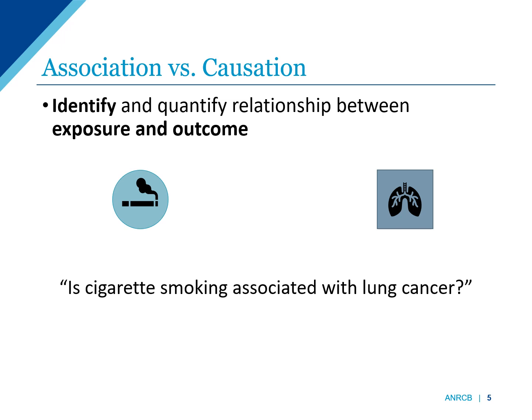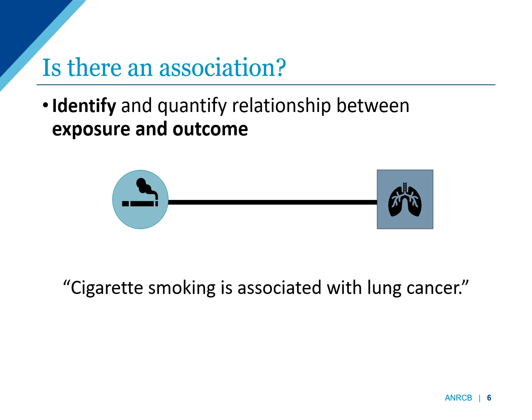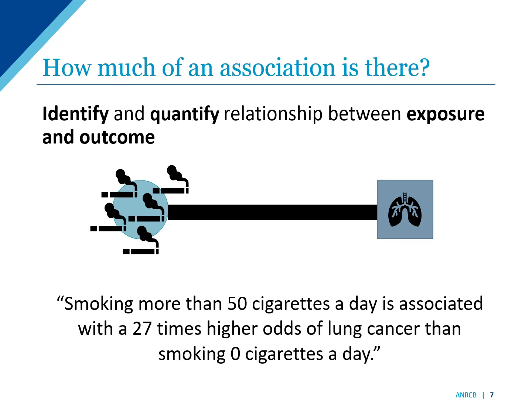Returning to our cigarette smoking example, we first have to identify what we think the relationship might be. Is cigarette smoking associated with lung cancer? Find that an association exists through statistical hypothesis testing, as we'll cover in 6.6. Cigarette smoking is associated with lung cancer. And quantify the strength of that relationship, which will provide greater evidence for a causal argument, such as finding that smoking 50 cigarettes a day is associated with a 27 times higher odds of lung cancer than smoking 0 cigarettes a day.